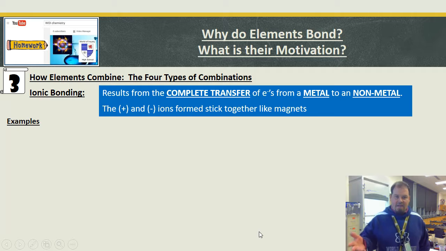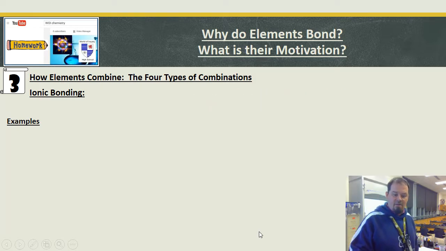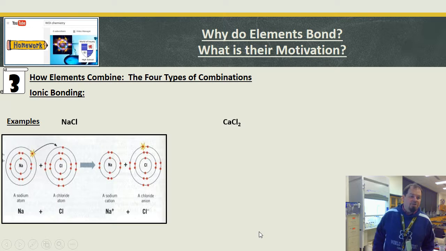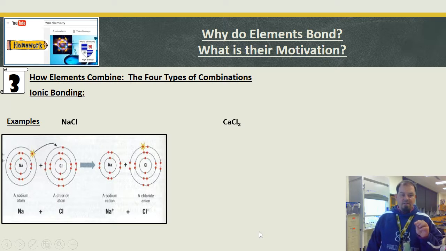The plus and the minus ions that are formed when I transfer electrons then stick together like magnets, and here are some examples. I don't need you to draw the entire picture, but you do need to draw something here to show me that you understand that Na is losing an electron, it's going to Cl, and then Na becomes Na plus, and Cl becomes Cl minus, and then the positive and negative stick together like magnets.